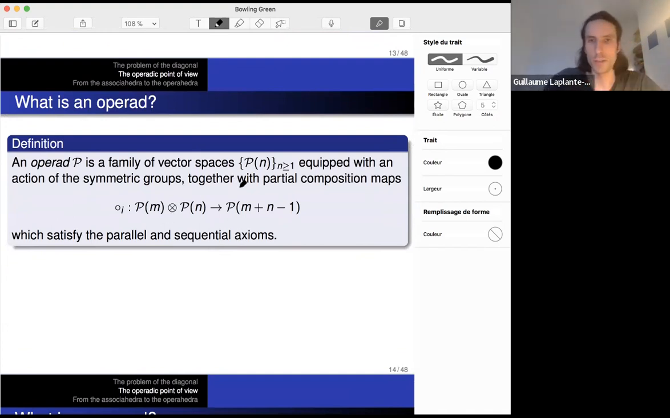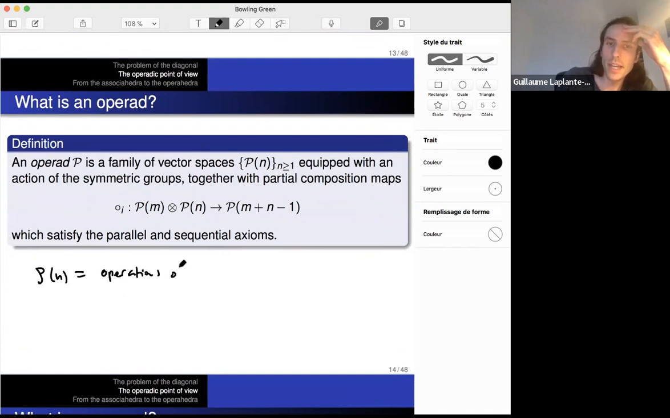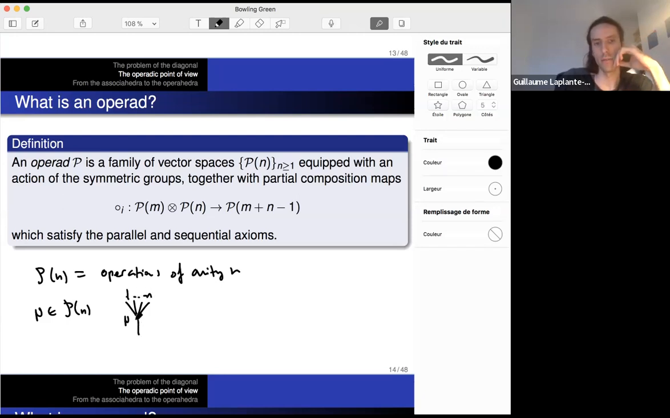Well, it's a family of vector spaces indexed by the natural numbers, which you should think of as spaces of operations. So P_n is a family of operations of arity n. If you have some operation mu in P_n, you should picture it in your mind as a tree with n leaves, where the vertex is decorated by mu. That is an operation with n inputs and 1 output. So you have this in every arity.